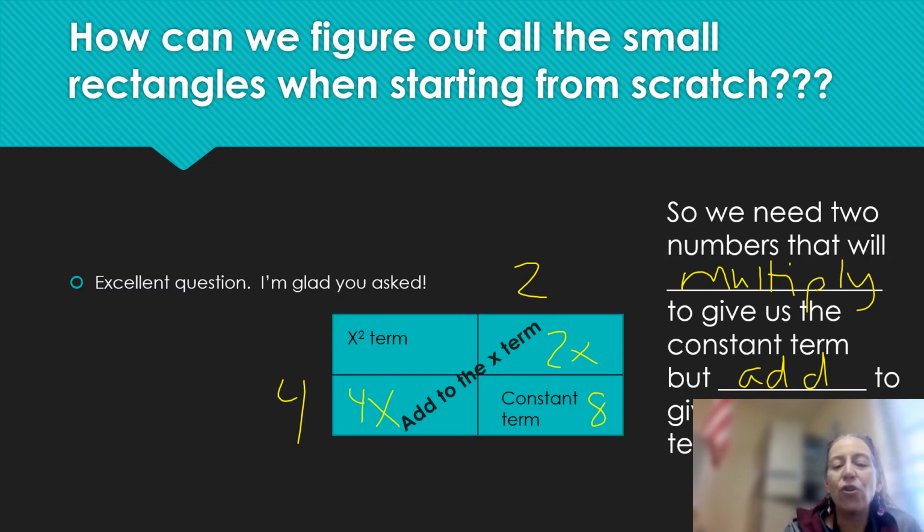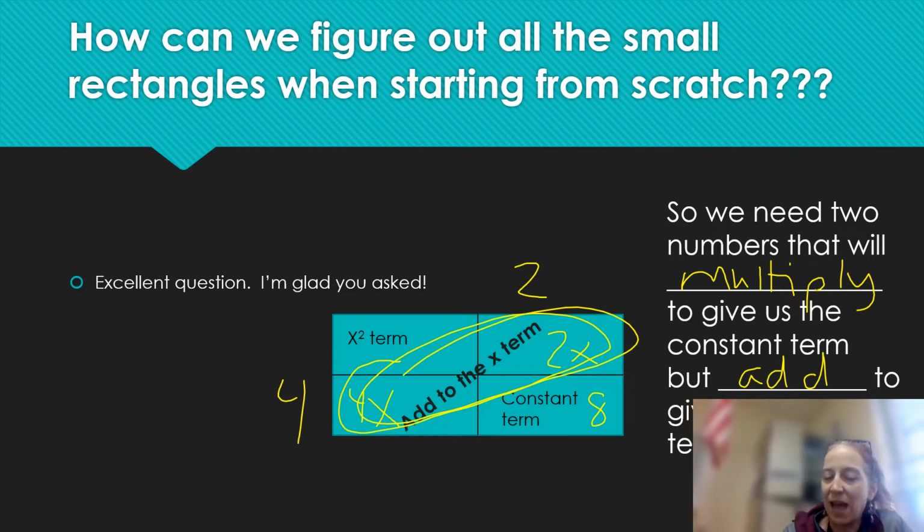So whatever you put on that diagonal, they are going to need to add to give you whatever your x term is, also called the linear term, and they're going to need to multiply to be able to give you what's in that lower corner. That is going to be your key. You're going to start with, okay, what are all the things that could multiply to give me that constant term? And then of those possibilities, which ones add up to give me that middle term or that x term?